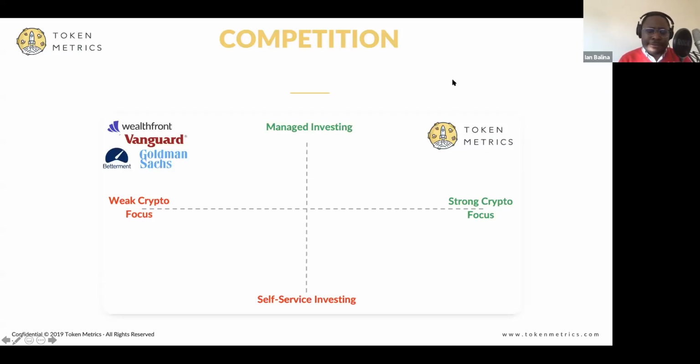So other platforms out there, you probably heard of other robo-advisors like Betterment and Wealthfront. They kind of do the same thing, but they don't really do it for crypto. And then Goldman Sachs. Goldman Sachs has pioneered research. Bill, can you quickly comment on how Goldman Sachs has pioneered research?